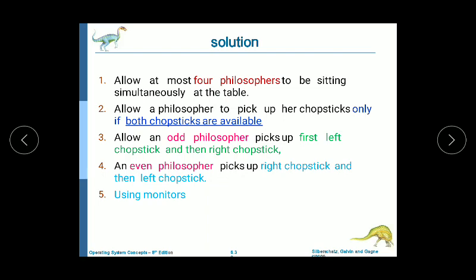Although this solution guarantees that no two neighbors are eating simultaneously, it nevertheless must be rejected because it could create a deadlock. Suppose that all five philosophers become hungry at the same time and each grabs her left chopstick. Consider that situation. All five are hungry and they grab their left chopstick. All the elements of the chopstick array will now be equal to 0. No chopsticks are available. When each philosopher tries to grab her right chopstick, she will be delayed forever.